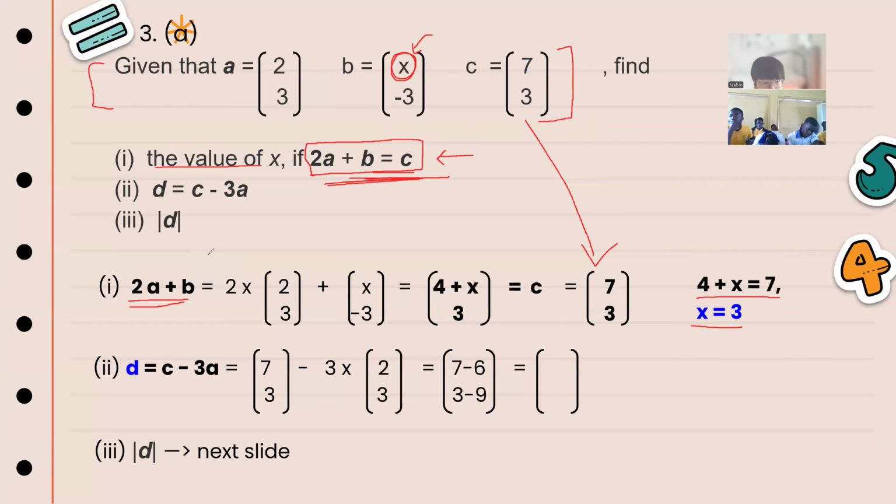And then let's look at number 2. It says d is equal to c minus 3a. Can you find this vector d?